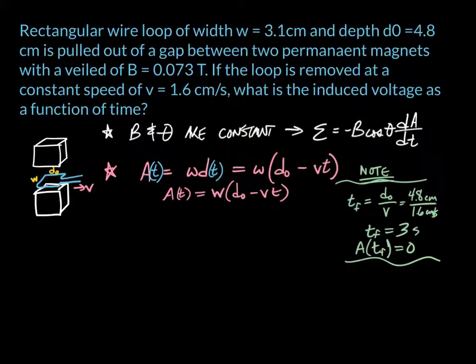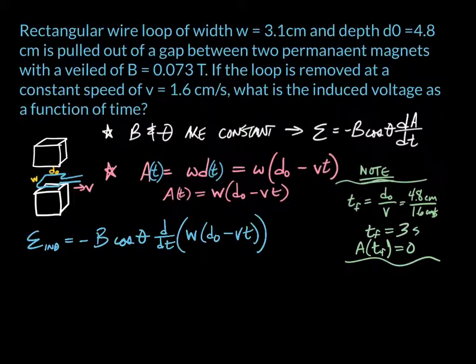So now what we can do is just finally do the math. So the induced voltage is minus B cosine theta times the time derivative of that area function, which is the width times d naught minus vt. And this is really nice. It works out to just be the width, speed, magnetic field, cosine theta.